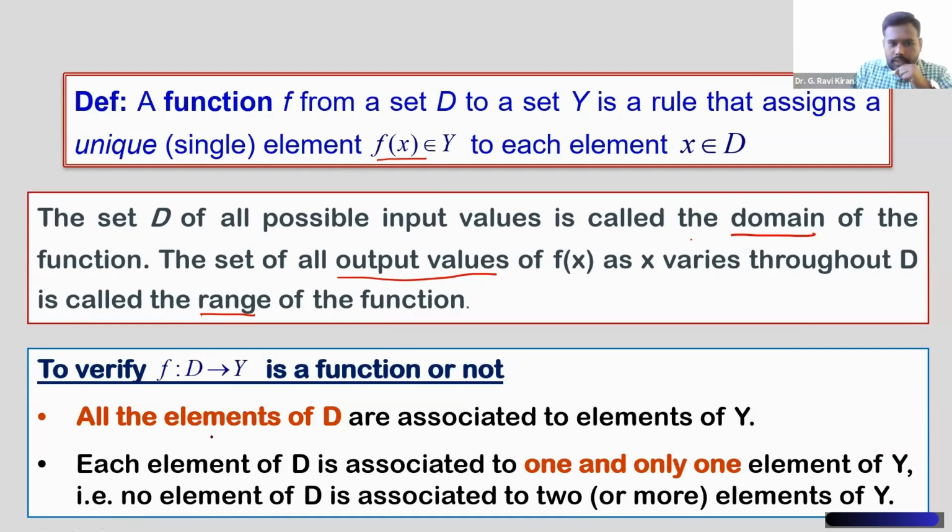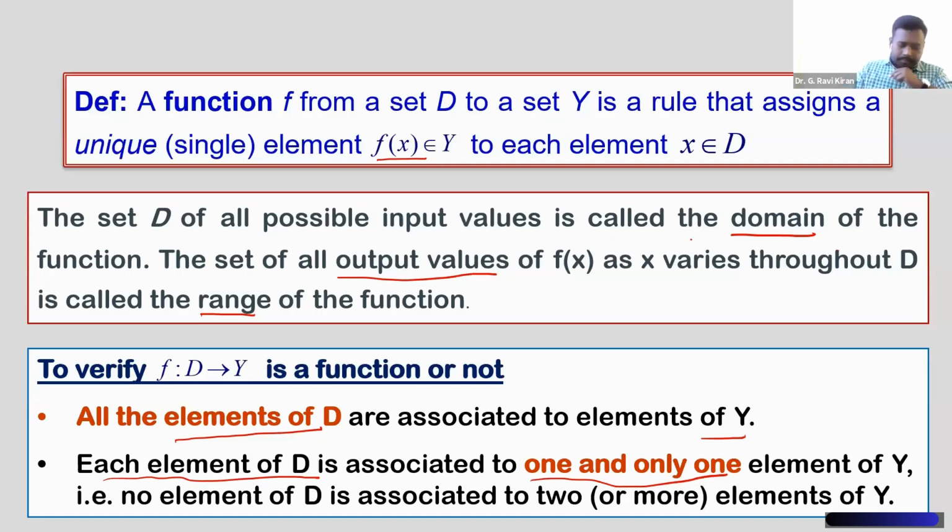If all the elements in the first set are associated to some elements of set Y, right? The first condition is all elements of D must be associated to some elements of the second set. You cannot leave any element alone in the domain, right? The first condition is every element in the first set must be mapped to some element in the second set. Then, to each element in the first set, there must be a unique image in the second one, right? There must be a unique element in the second set. If any relation satisfies these two conditions, you can take that relation simply as a function.